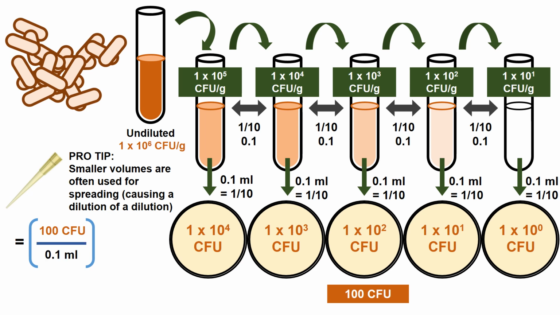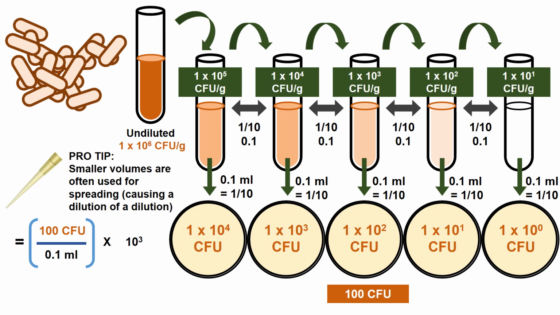But in this case, here are the two changes. The first comes in the denominator. We didn't spread 1 mil, we spread 0.1 mils. The second change was, outside this bracket, we have to multiply by the dilution factor. In this case, it's 10 to the 3rd. It was the 10 to the 3rd dilution, the 1,000th tube of where we started, that produced the 100 colonies.